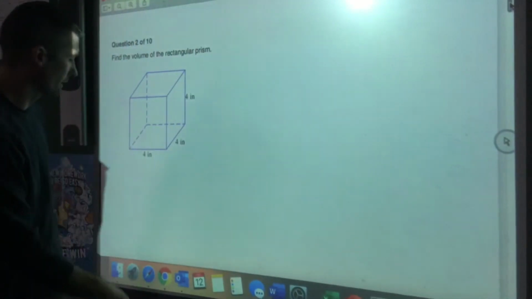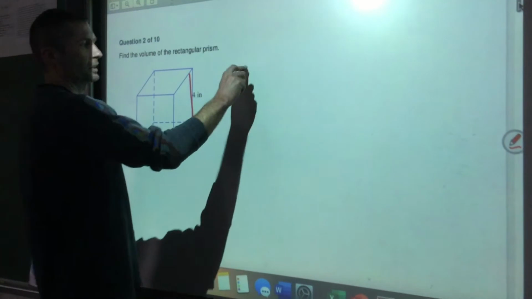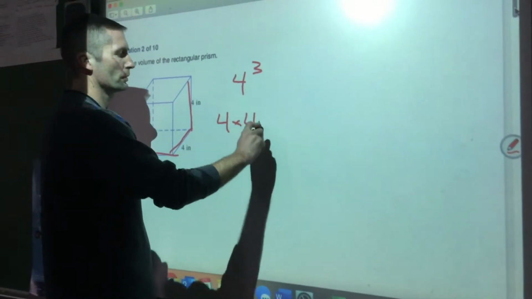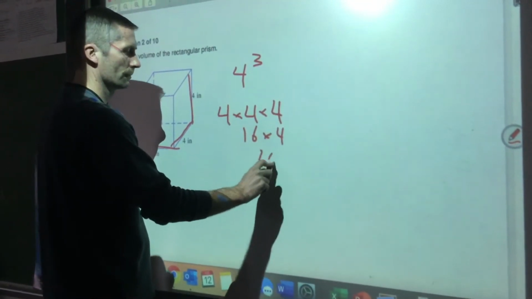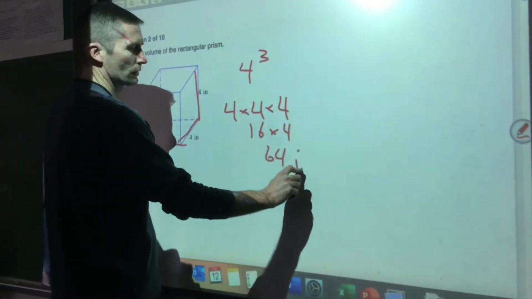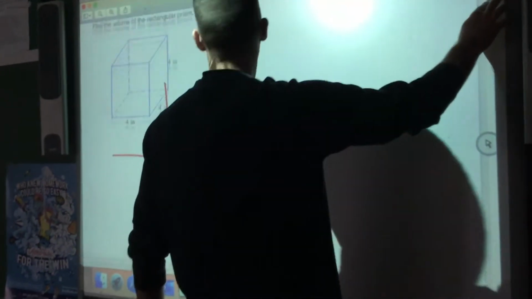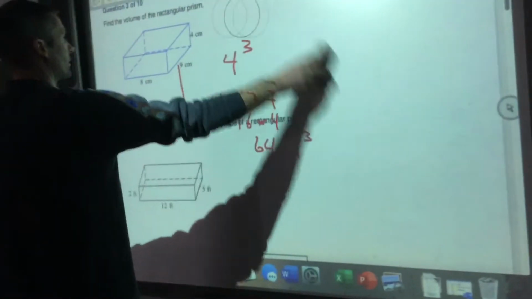Find volume of this rectangular prism. So length times width times height. It is a cube. It's 4 to the power of 3. 4 times 4 times 4. 4 times 4 is 16. 16 times 4 is 64 cubic inches. So we're going to have cubes again. All right, so we're going to do that often throughout this.